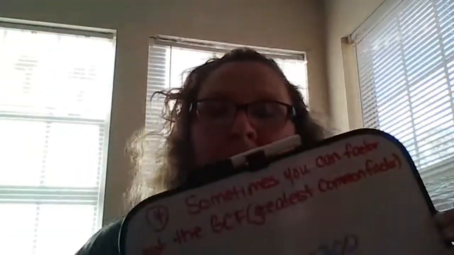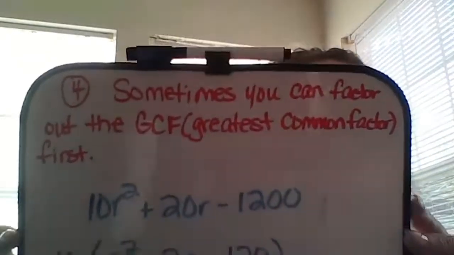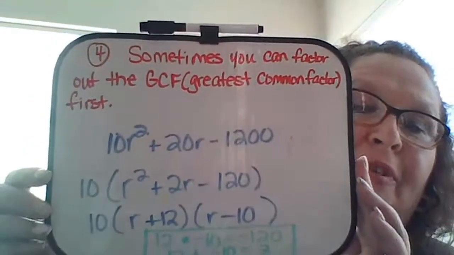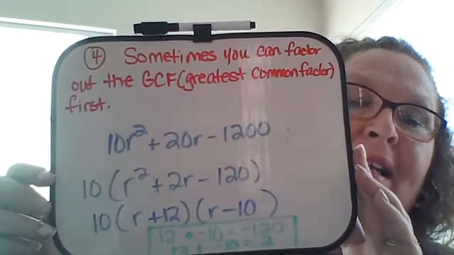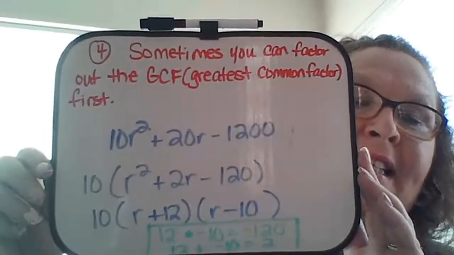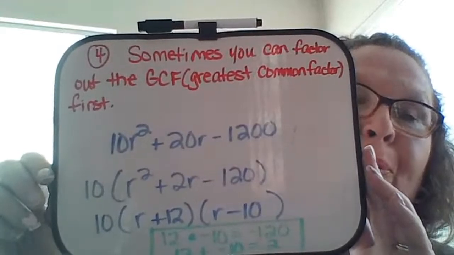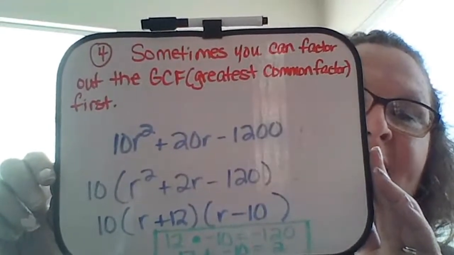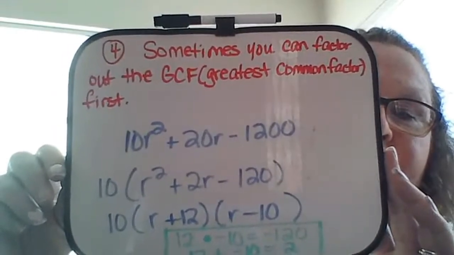Now the fourth example is a little bit different. On this fourth example, it says, sometimes you can factor out the GCF, or the greatest common factor, first. So if you look at the example for number 4, it gives you 10r squared plus 20r minus 1200. Well, anytime you have one like this, the way this is different, first of all, is that in the previous 3 examples, our first term was just simply x squared. We didn't have a coefficient in front of that first term, which made it a whole lot simpler.